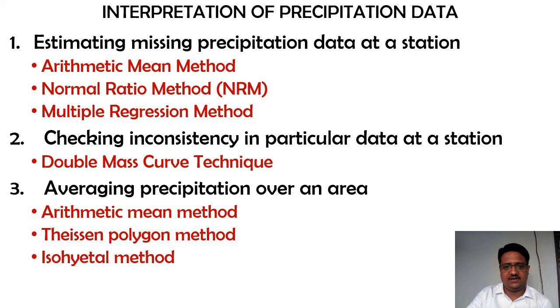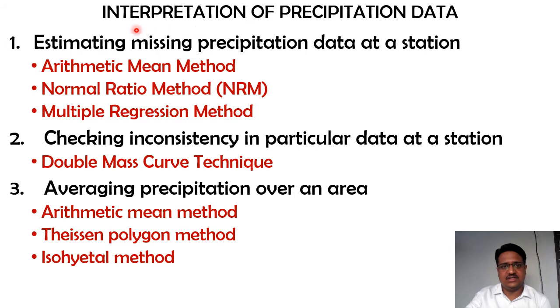Now, after the presentation of rainfall data that has been done in the 5 or 6 ways that we have discussed, the next thing that comes is the interpretation of this precipitation data. So you have collected the rainfall data, then you have presented it, but now you need to utilize that rainfall data. For that utilization, in general, we call it interpretation.